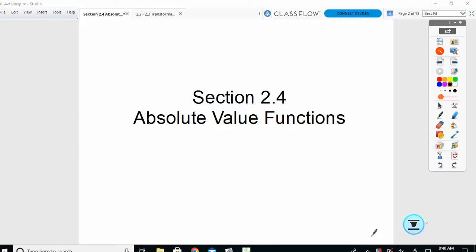I'll get through just a couple things about the graphing. What does absolute value do?